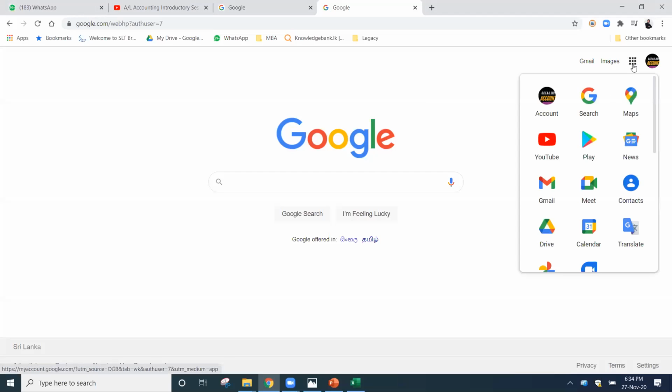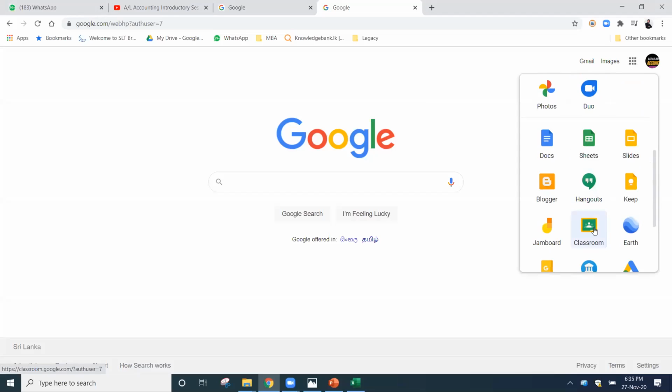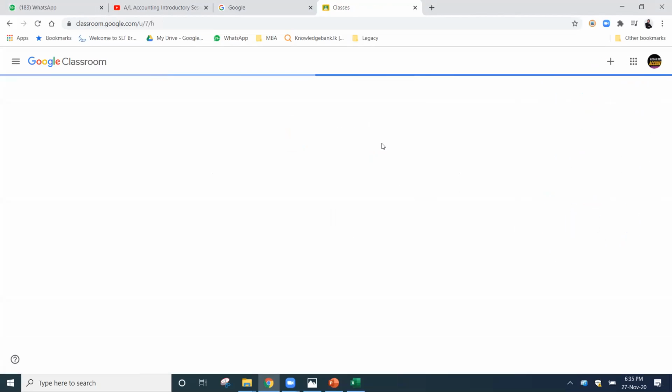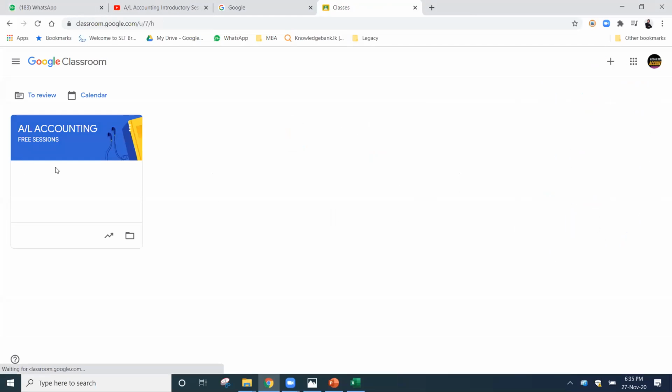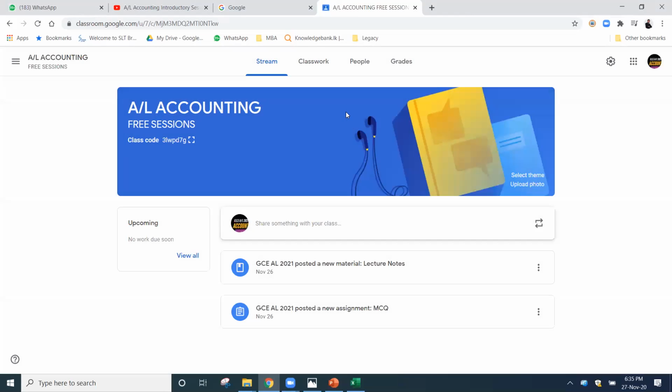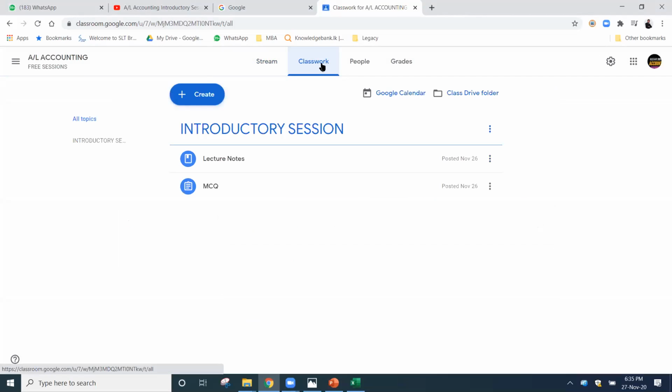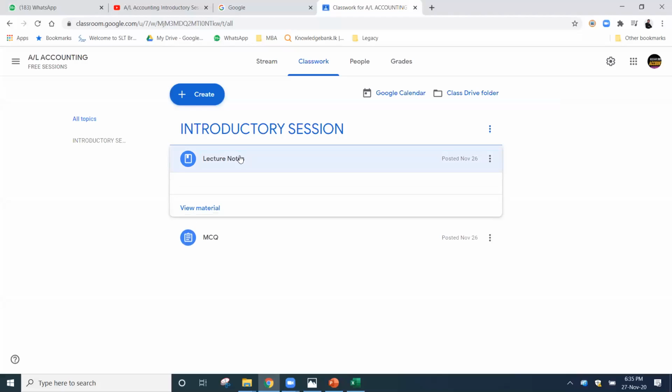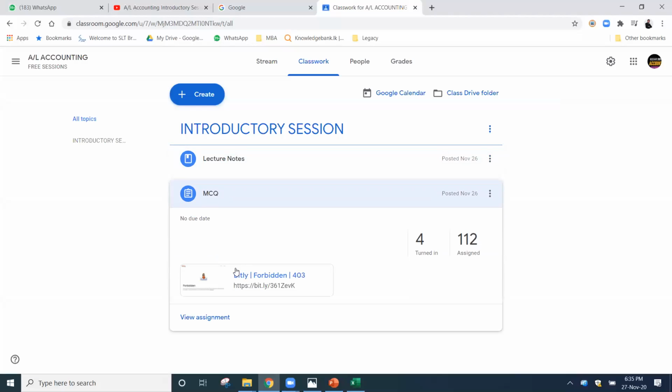When you go to Google, here you will see Classroom. Once you click on the classroom, you can see your class here. Click on that, then go to the heading called Classwork. Under Classwork you will have all the notes, the MCQ questions, and all other materials.